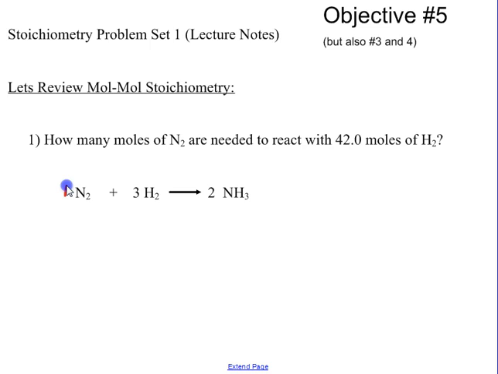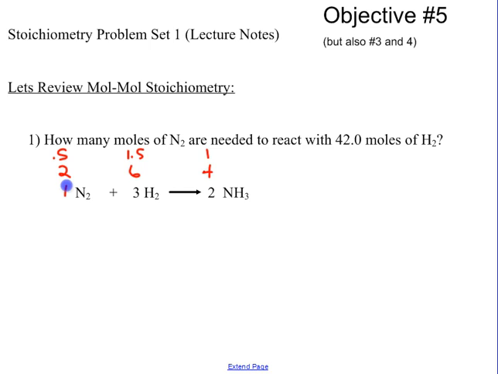So if instead you were to start with 2 moles of nitrogen, you would therefore need 6 moles of hydrogen, and that would make 4 moles of ammonia. Conversely, if you only had half of a mole of nitrogen, you would need 1.5 moles of hydrogen, and that would make 1 mole of ammonia. So it's pretty simple to do the mole-mole stoichiometry because it's very straightforward, just using the coefficients to help you predict the quantities of the other chemicals in that equation.